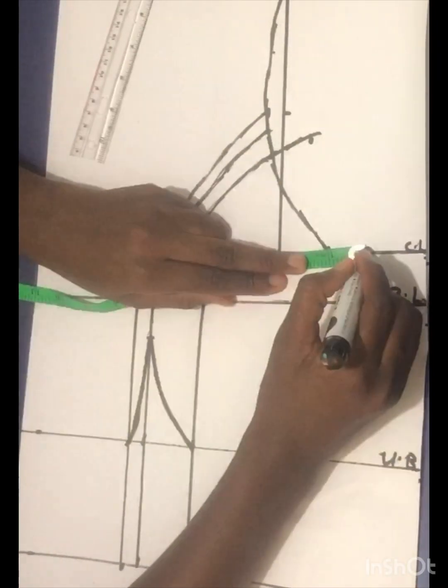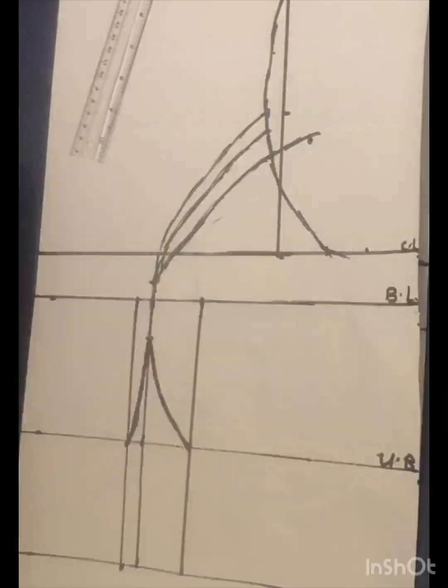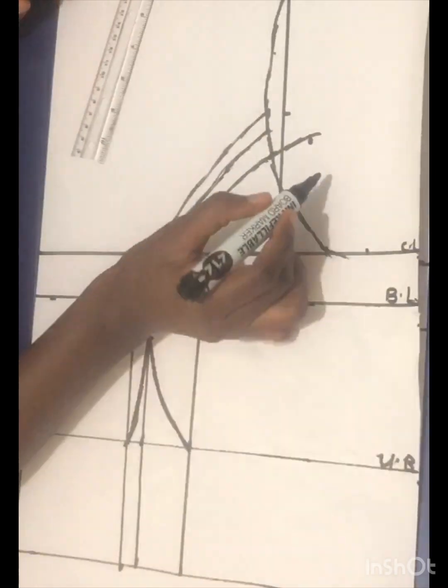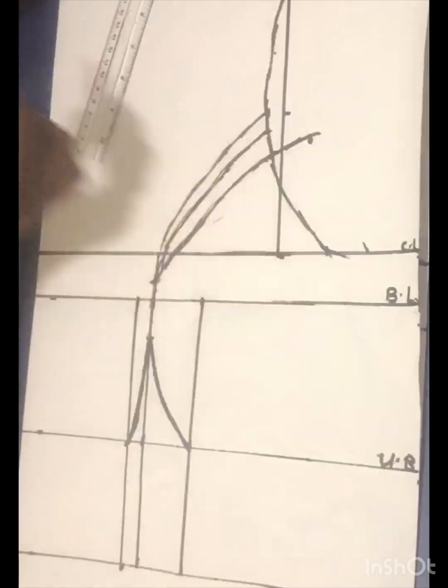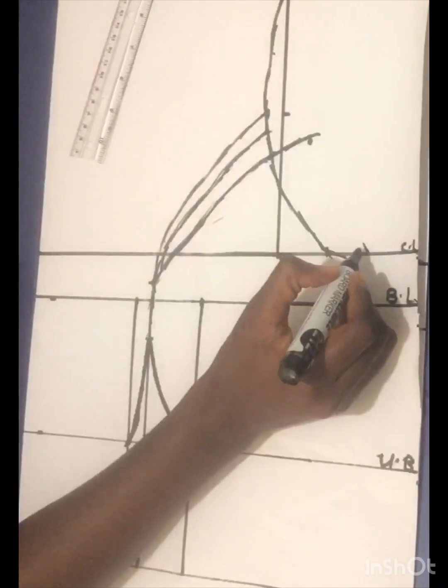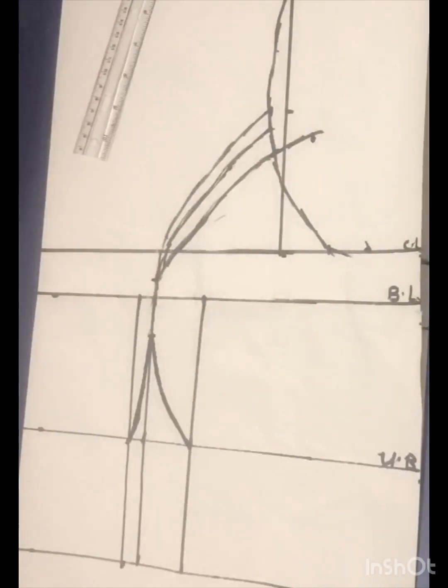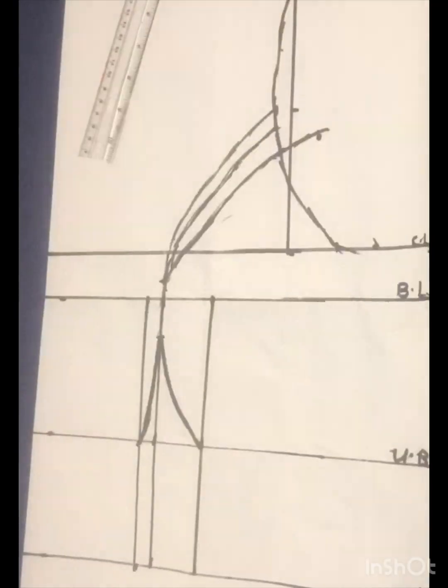So we are almost done, guys. The next thing that we are going to be doing is to mark our measurements with allowance. And don't forget to add all those dart intake. Add them to the allowance. Just keep on watching, guys.